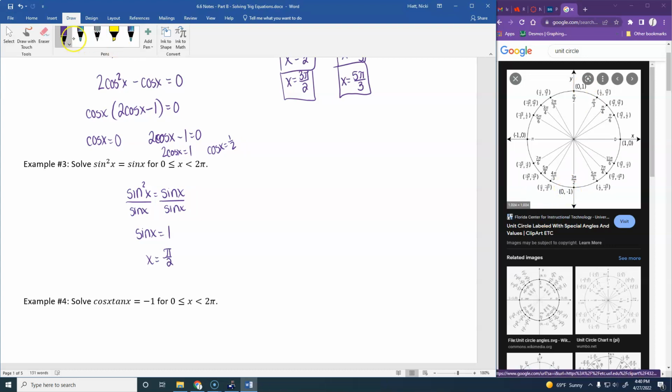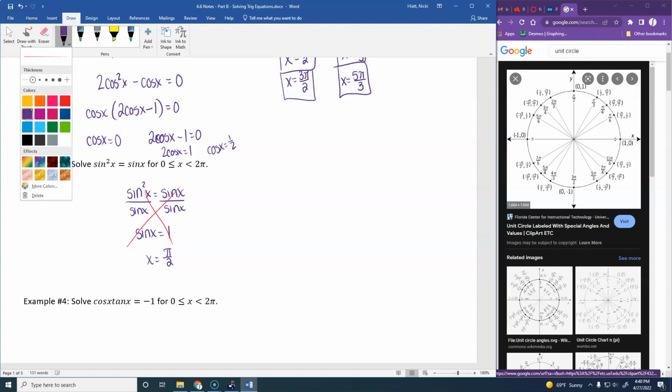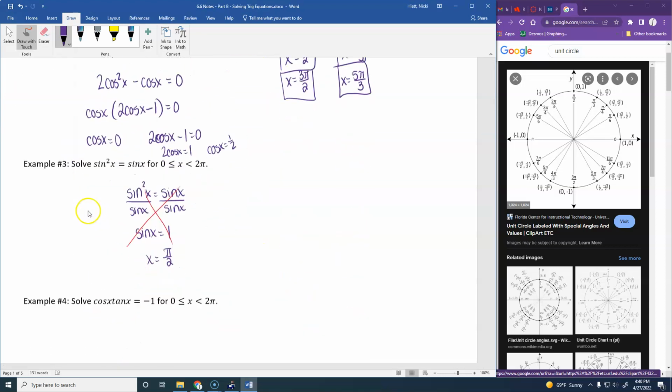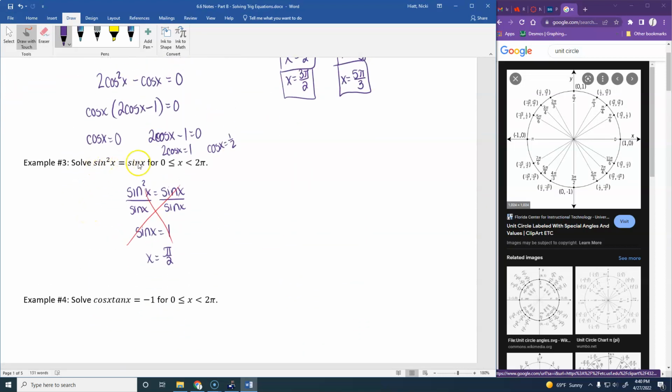However, this is not the best way to do this problem because it's going to cause you to lose an answer. In general, we do not want to divide by a sine or cosine function unless we're trying to use a trig identity. We don't want to divide and cancel. So rather than doing this, what we would like to do is move that sine x over to the left-hand side so that sine squared x minus sine x equals 0. Then you can factor out a sine x. So you've got sine x times sine x minus 1.